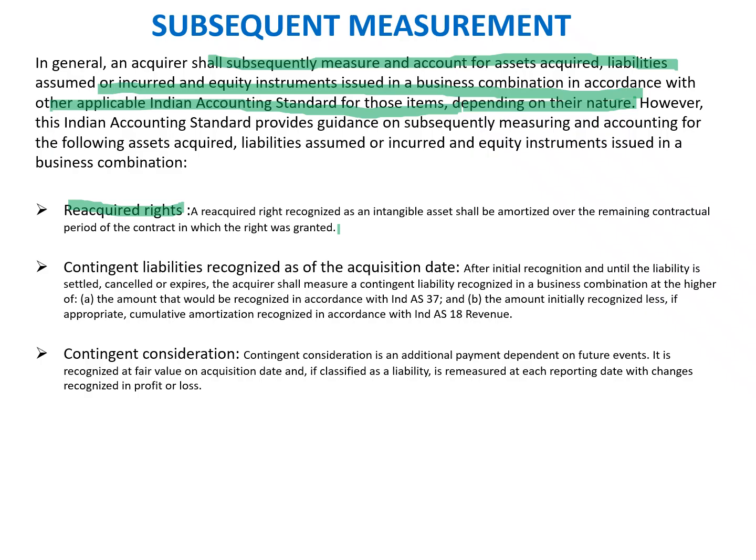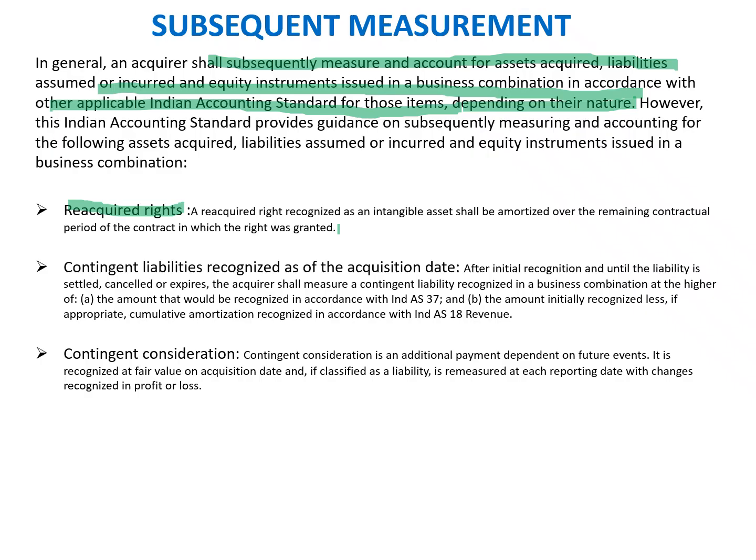Basically, a reacquired right is a right which was given to the acquiree and then gets back to the acquirer. If it has a period attached to it, then we have to amortize that particular reacquired right over the remaining contractual life of that right.